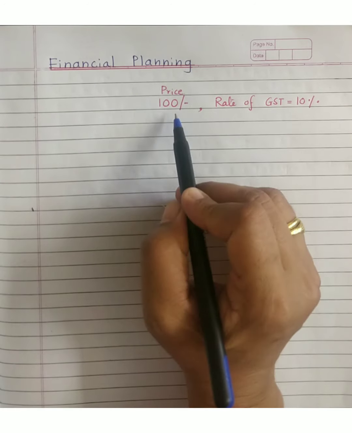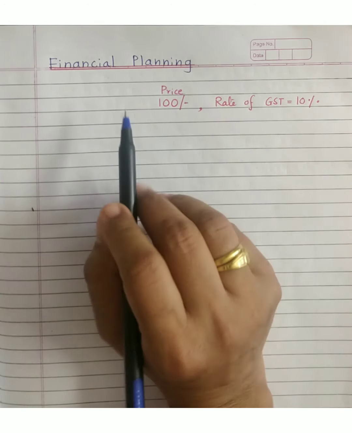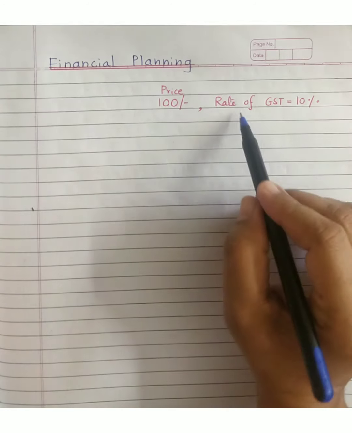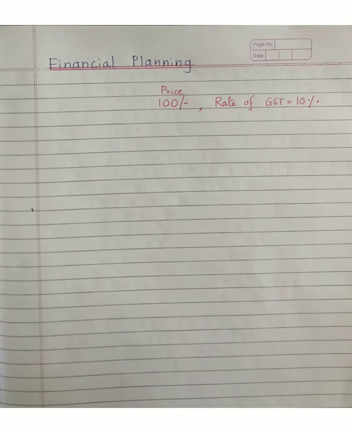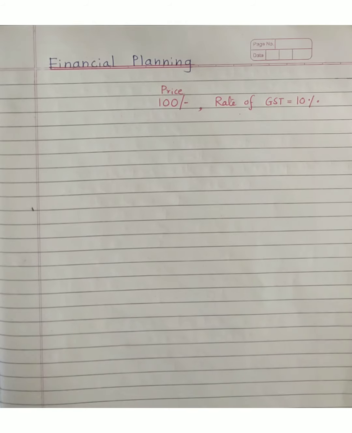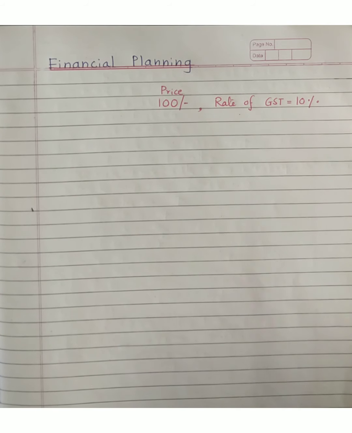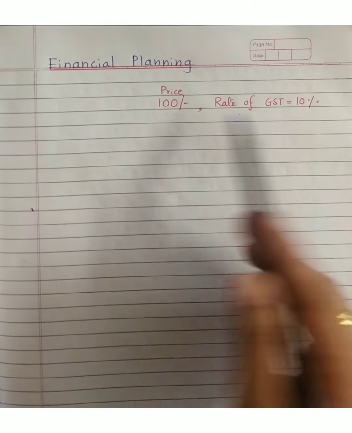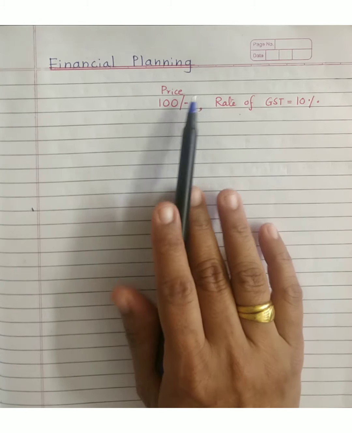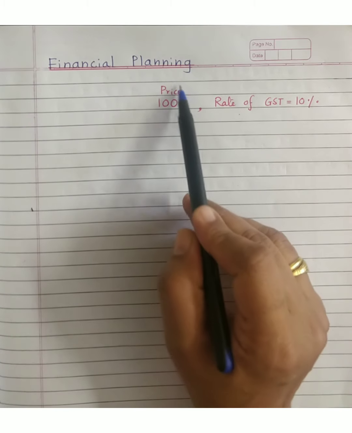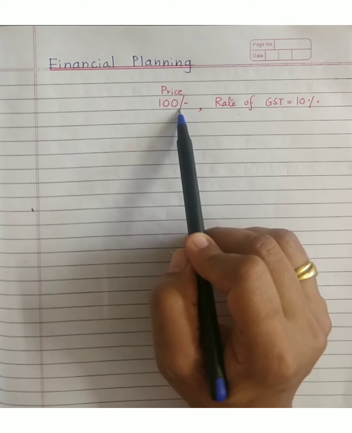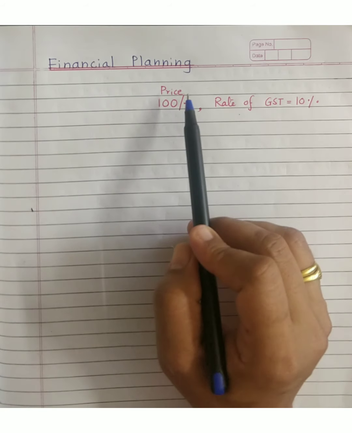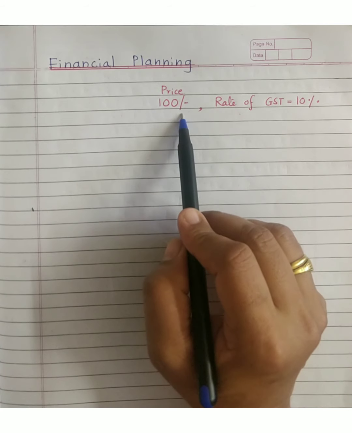Suppose it is mentioned that the price of an article is rupees 100, okay, and the rate of GST is 10%. Then a question may ask how much will be paid by the customer, or what is the amount of GST, or even the amount of CGST and SGST. The first thing I want you to understand is whether this price is the taxable value or not. That is the first thing you need to decide.